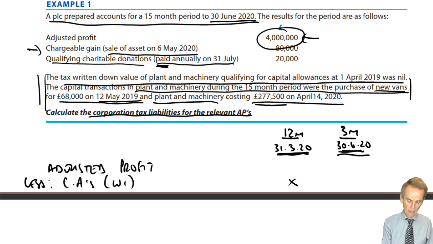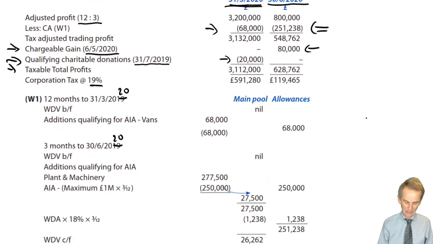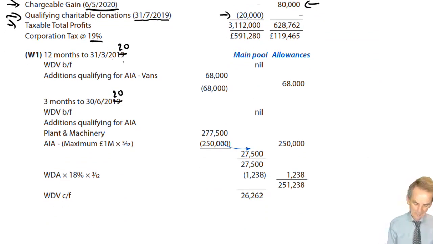Let's just look at how those numbers pan out now in the answer. There is a typing error on the 12 months to. Depending on when you are looking at this lecture, that may have been, hopefully will have been, amended for you. But it should be the 12 months, of course, to March 20, as per the information in the question.